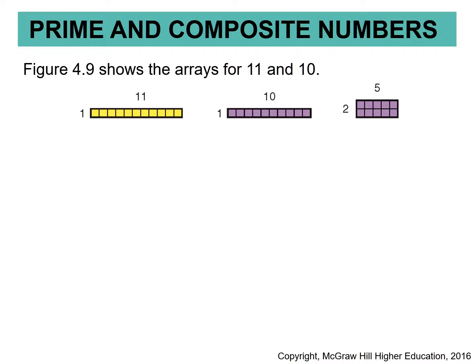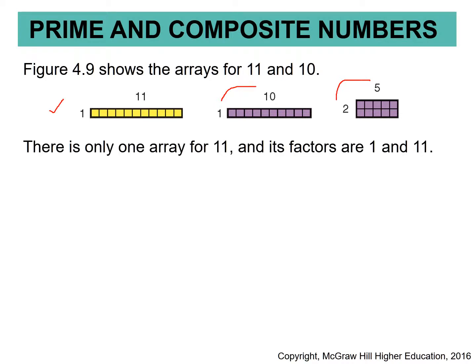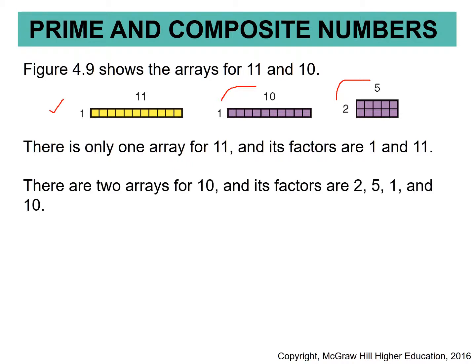Okay, so let's look at this number 11. We only have one model for the number 11, a 1 by 11, or its pivot, but essentially one model. And for 10, we have a 1 by 10 and a 2 by 5. So we only have one array for 11 and two arrays for 10, and so our only factors for 11 are 1 and 11. And the factors we have for 10 are each of these: 1, 10, 2, and 5.